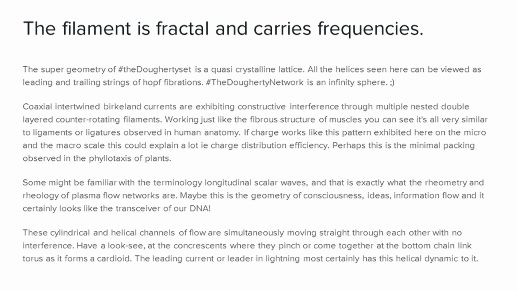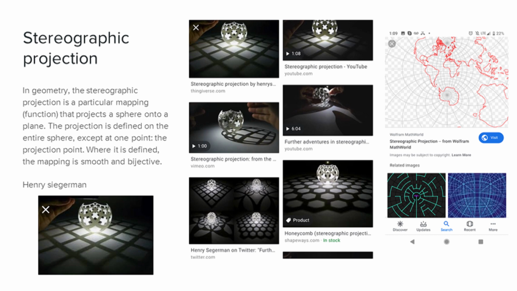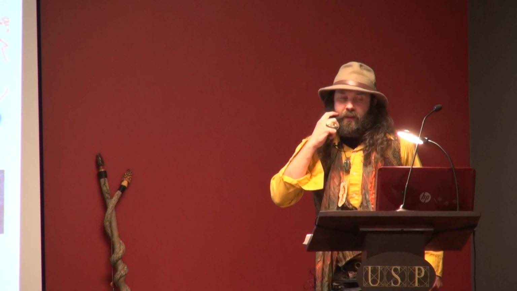Stereographic projection. My friend here, Harry Seegerman, is a world-renowned mathematician, and he has created these stereographic projection sculptures, three-dimensionally 3D printed. In geometry, the stereographic projection is a particular mapping or function that projects a sphere onto a plane. The projection is defined on the entire sphere, except at one point, the projection point. Where it is defined, the mapping is smooth and bijective. So he's holding a flashlight above those spheres that he 3D printed.